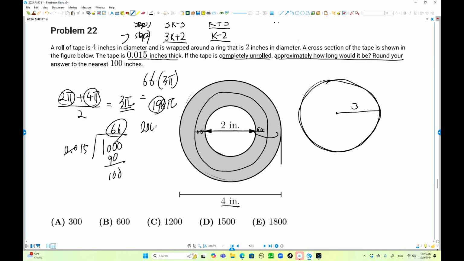198 is about 200, and pi is about 3.14. Well, 3 is okay, because we need to find the approximate number, 600. Okay?